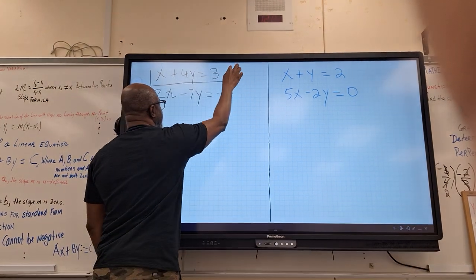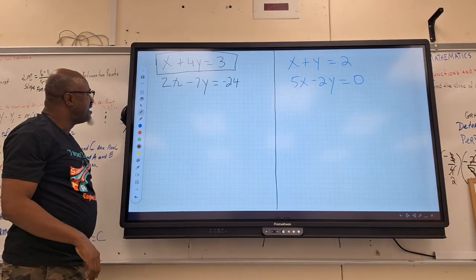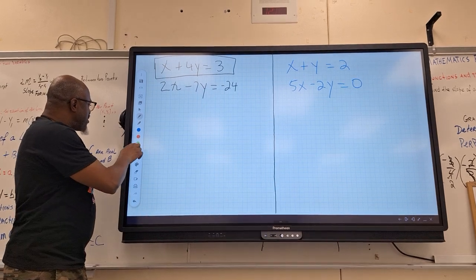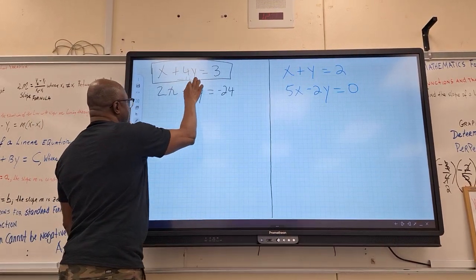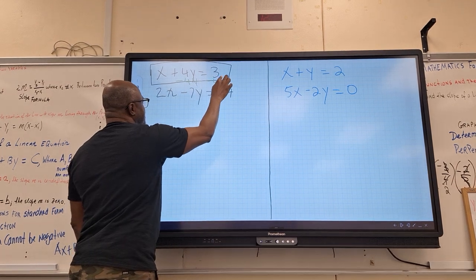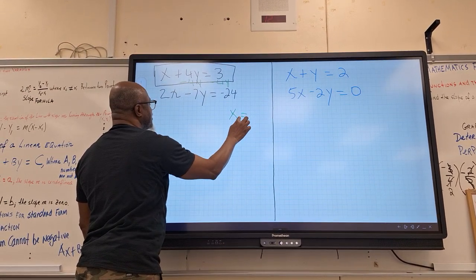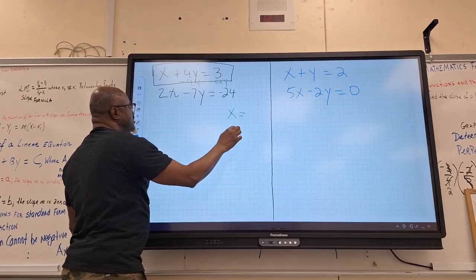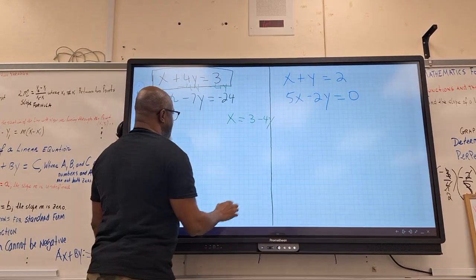Solve for x, right? Because it has a coefficient of 1, that's your objective. If you're solving for x in the first one, what will you do? You move the 4y. You subtract 4y from each side. So you will end up with x equal to 3 minus 4y. So that's what we have.